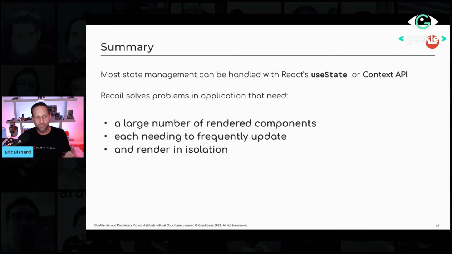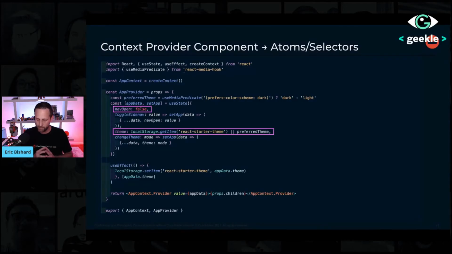So basically, Recoil solves the problems in an application where you need a large number of rendered components, each needing to be frequently updated, and it needs to update and render in isolation, right? Just that one component. So now what I'm going to do is take you through a more realistic version. This is the theme in the side nav that I was talking about. Right now it's currently using Context API. So let's make the change and switch it over to Recoil.